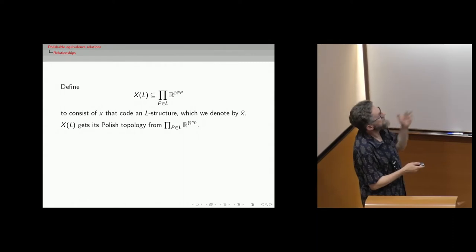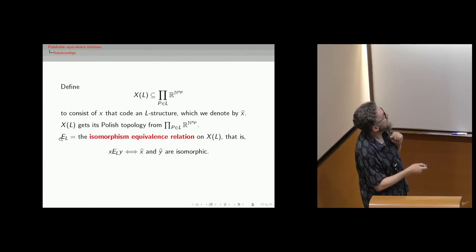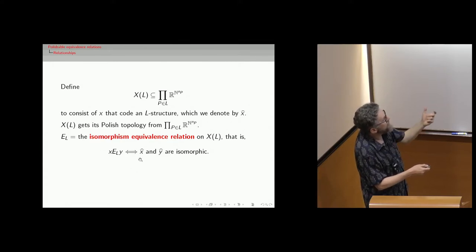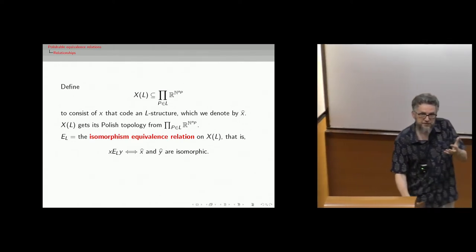Okay, and then they check X_L is a G-delta subspace of this Polish space, so it's a Polish space in its own right. And they look at E_L, this is the isomorphism equivalence relation on X_L. So two points, two codes here are equivalent when you look at the structures that they code and you ask, are they isomorphic or not? This is different from first order situations.